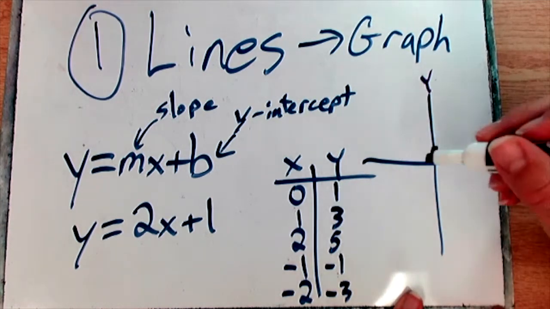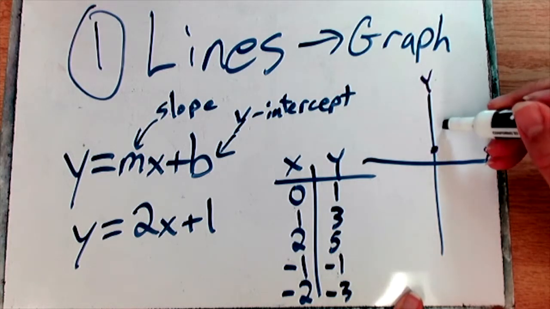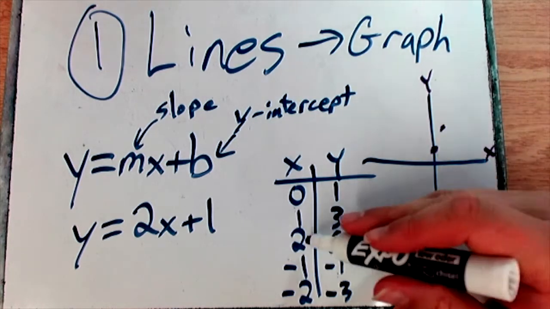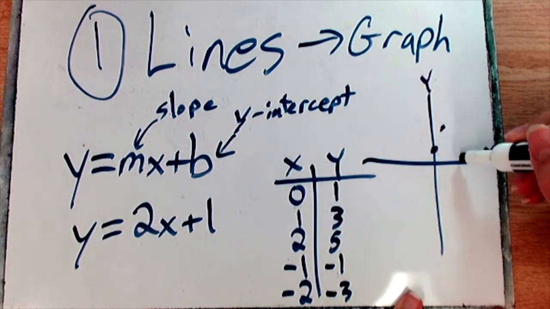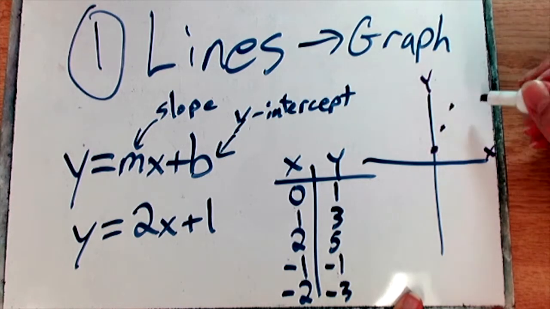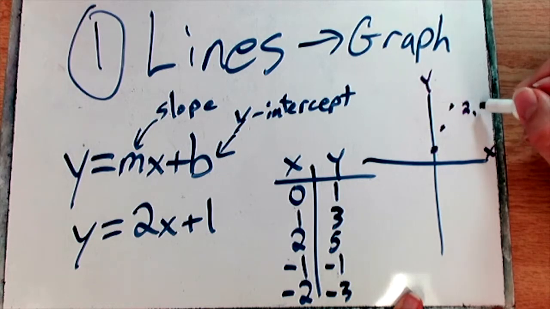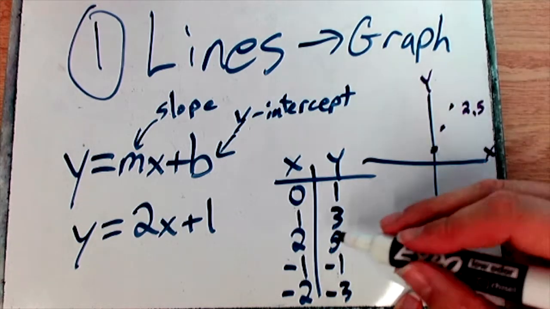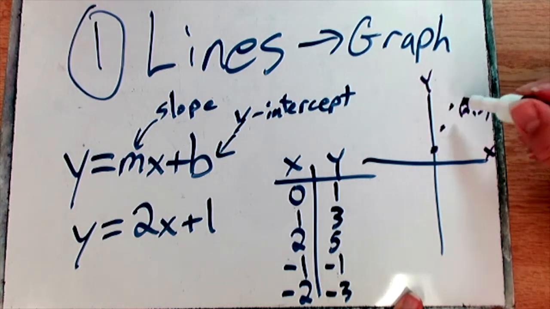Then 1 on the x and 3 on the y. So 1 on the x and 3 steps up is about here. 2 on the x and 5 on the y. So 1, 2, and 5 on the y is about here. You start to see this taking shape. And keep in mind, this here is the point (2, 5). That's (2, 5). We'd normally put that in brackets.